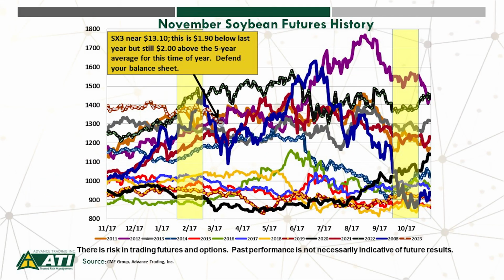Let's wrap things up this week looking at trends in November soybean futures. Now, November beans, as we tape here on Tuesday, are trading near $13.10 a bushel. That's actually $1.90 below where it was last year. In other words, November 22 futures last year were near $15 a bushel. However, it's still $2 above the 5-year average for this time of year. So again, we strongly encourage you to continue to defend your balance sheet.